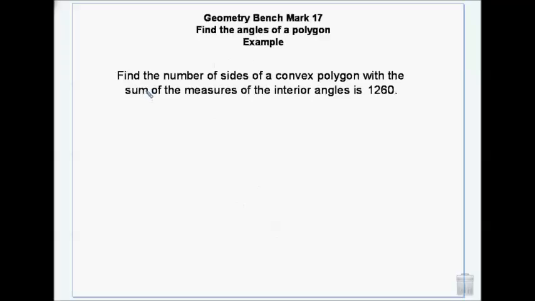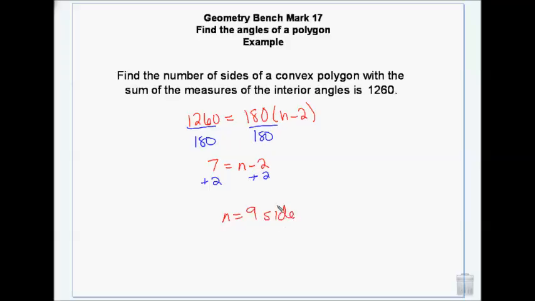Okay, here we're going to go backwards. We know the total of the angles and we want to find the number of sides. So 1260 is equal to 180 times n minus 2. So we just need to figure out what n is, so we divide both sides by 180. So we have 7 is n minus 2, so add 2 to that. So we know that if your angles are 1260, you have 9 sides.